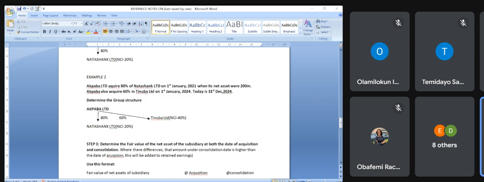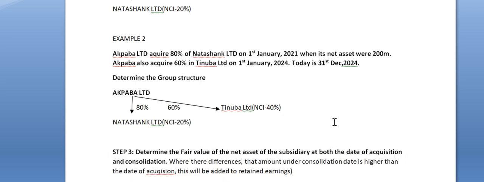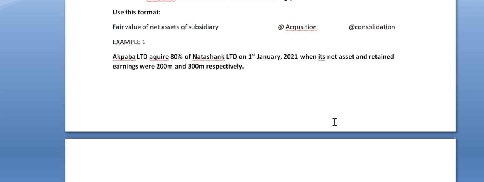And how do you do this also? It's very, very simple. All that you need to do is follow this formula that I have put down here. Fair value of net assets. Once you write fair value of net asset of subsidiary, you write in front of that at acquisition, at consolidation. These are your headings that you must always put down. Very, very important.